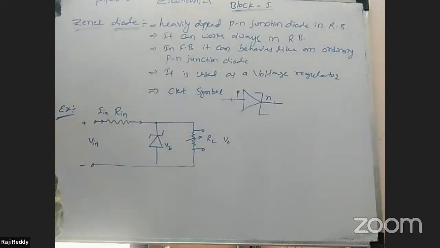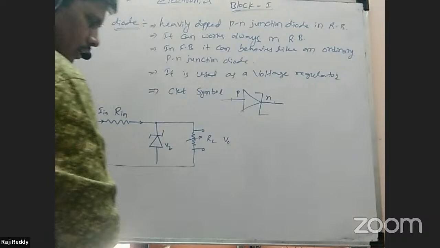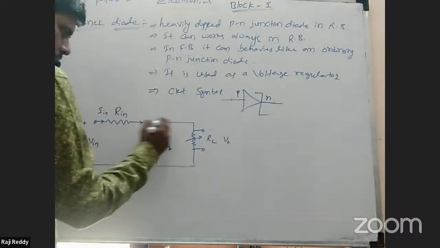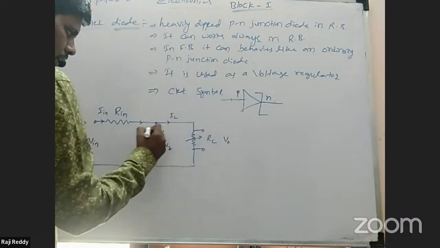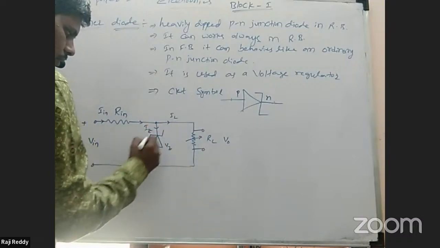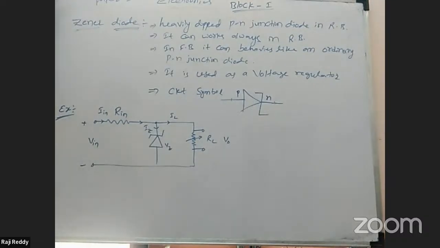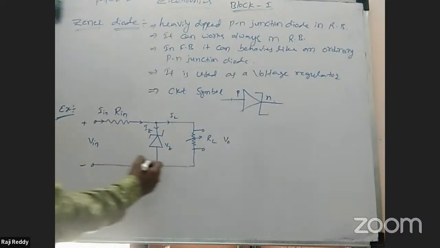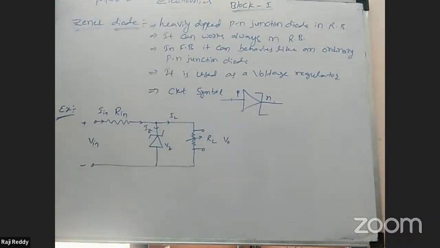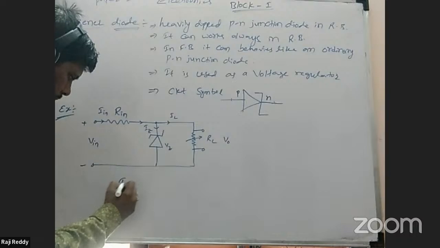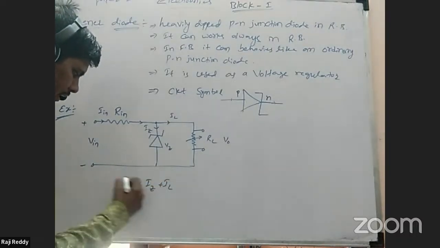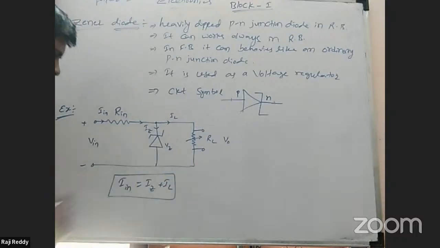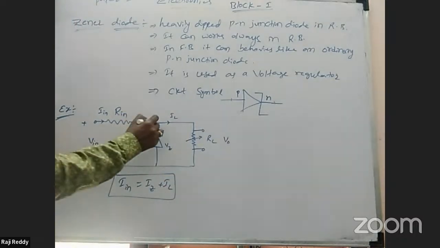At this junction, the current splits according to Kirchhoff's current law: entering current equals leaving current. The current across the load resistance is IL. The current across the Zener diode is called IZ. So input current I in is equal to IZ plus IL at the junction.